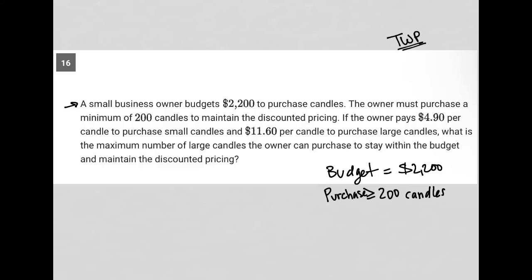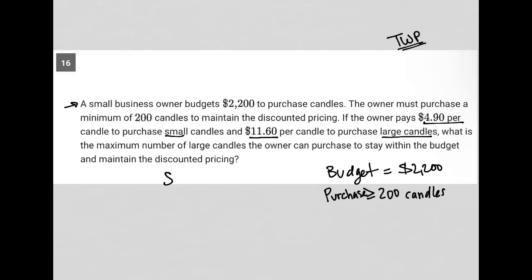So if the owner pays $4.90 per candle to purchase small candles, okay, so $4.90 for small, $11.60 per candle to purchase large candles, so $11.60 for large candles. What is the maximum number of large candles the owner can purchase to stay within the budget and maintain the discounted pricing? All right, so a couple of things are going on.